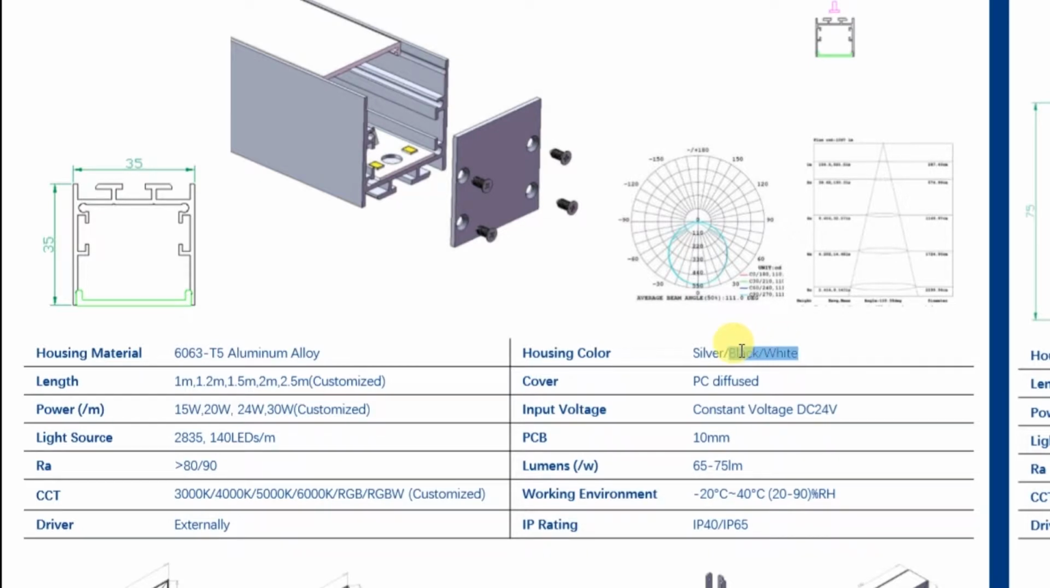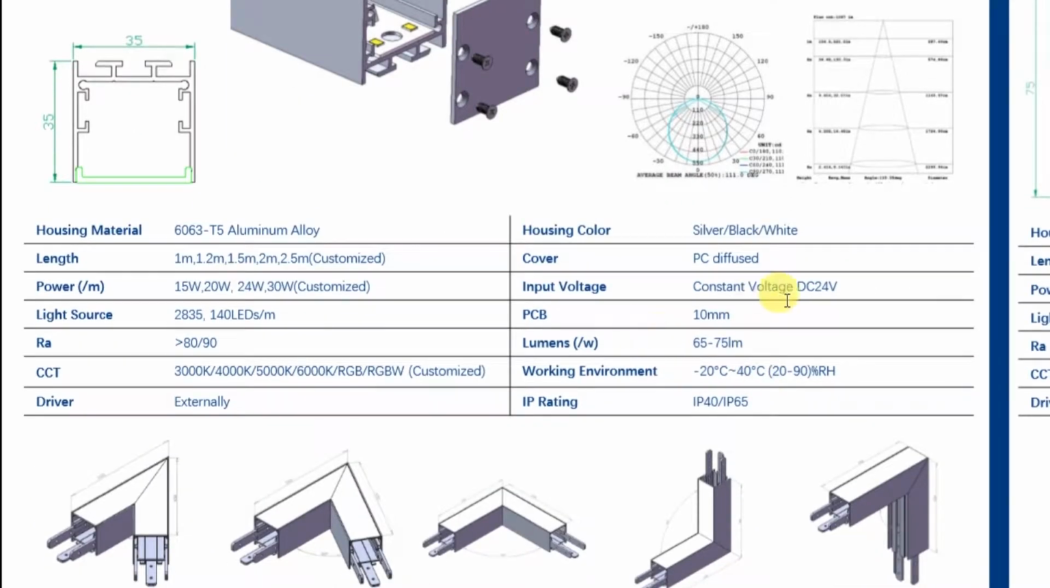And black and white color, most of the manufacturers make the black and white color by using powder coating. And the cover is called PC cover, PC diffused. And the input voltage is constant voltage DC 20 volt. Actually, this constant voltage 20 volt is supplied by the driver, which converts the AC current to DC current. And this is also customized.